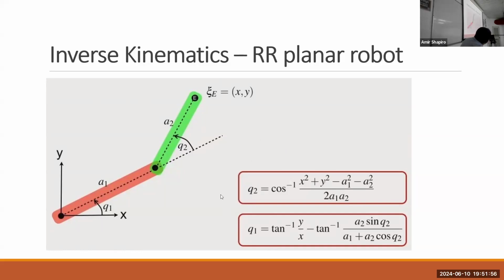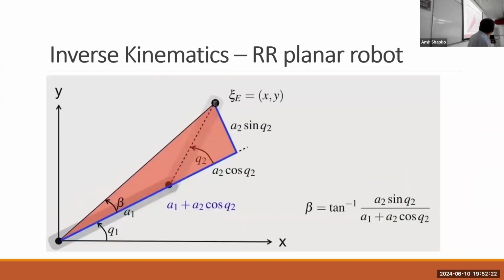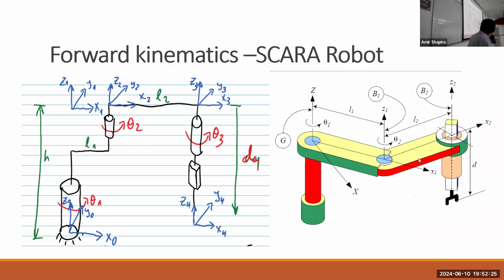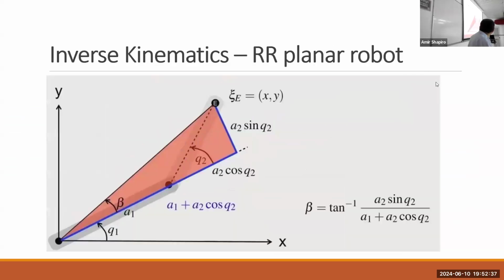And if I want to draw a circle, I simply put the x and y of the circle, and then compute the Q1 and Q2 for every point along the circle. And we found this analytically. And this is very useful for many types of robots, including the SCARA robot, as you can see here. It's the same two links on top. So we can use the same method for other robots as well.